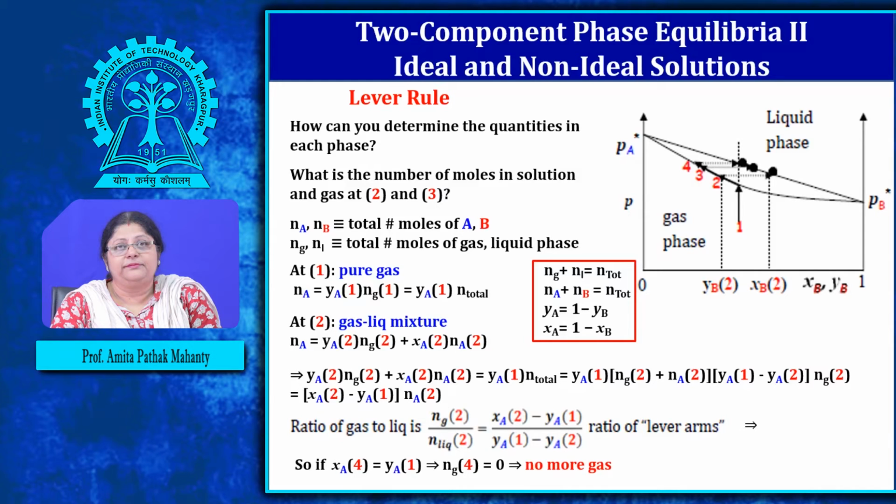Ng plus N is equal to N total, and Na plus Nb is equal to N total. These are things you should remember. Okay, I'm talking about this portion. I'm finding out the composition, and 1, 2, 3 are the subscripts of the points.